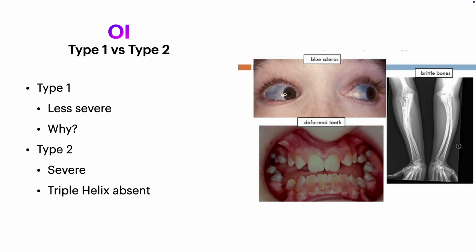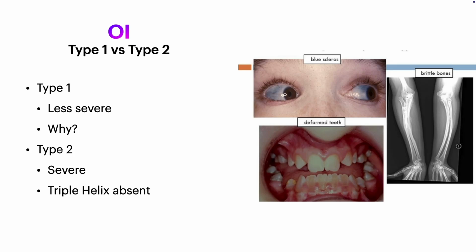And so to the right, you see some of the most common symptoms like blue sclera, deformed teeth, and the brittle bones. The blue sclera, I think, is a little misunderstanding. The way they named it, I think is a little confusing because it's not that the sclera turns blue, it's more so the thinning of the sclera, and so you could see the vessels underneath and that kind of stuff.